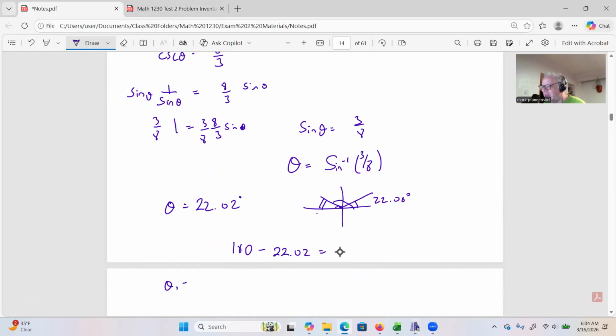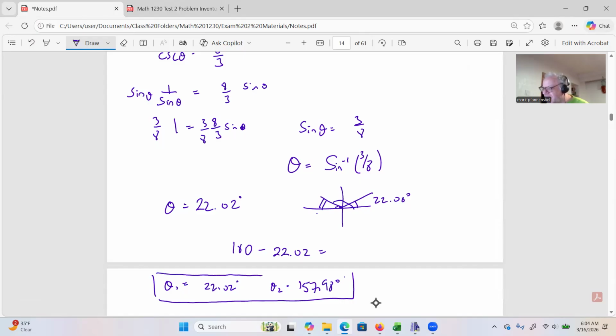So theta 1 is equal to 22.02 degrees. Theta 2 is equal to 157.98 degrees. And those are my answers for this equation. So that's how we're going to go with those.